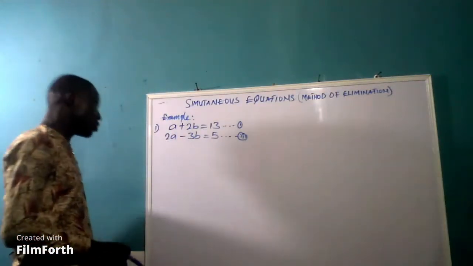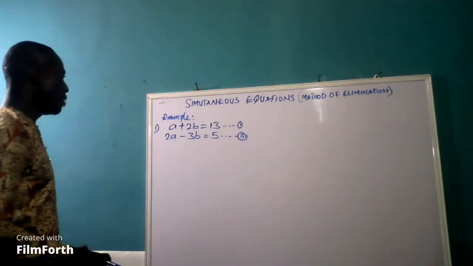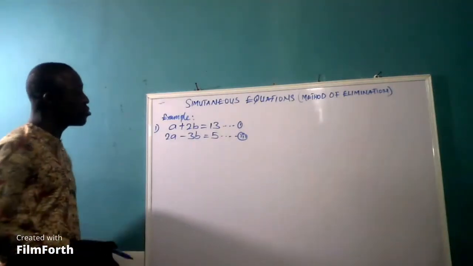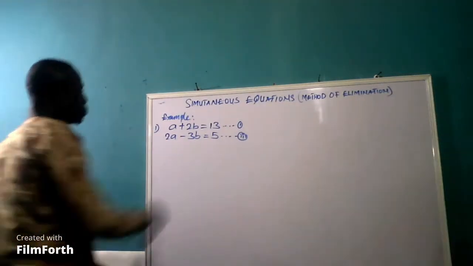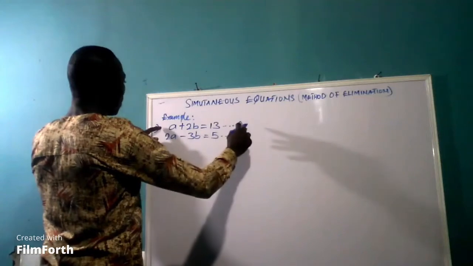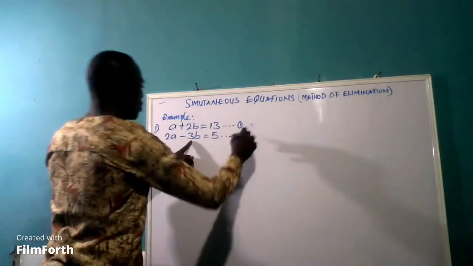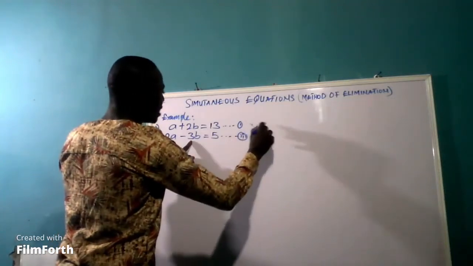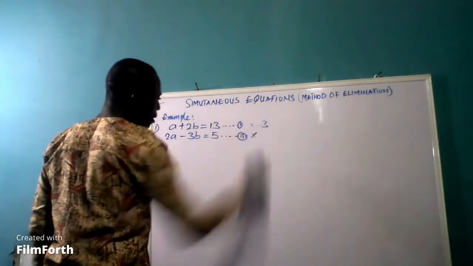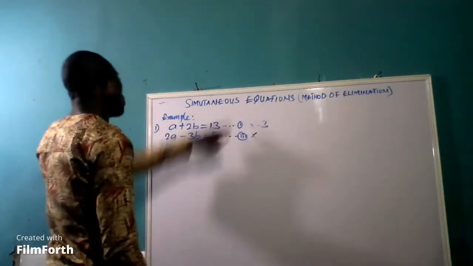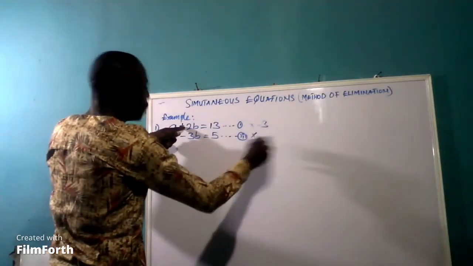The first thing we do is to choose any of the variables in this system of equations and eliminate. Now to do that, if I choose to eliminate variable b, how do we go about this? We just multiply the whole equation 1 by the coefficient of b in equation 2. That is the whole equation 1 multiplied by negative 3. And the same way, you multiply the whole equation 2 by the coefficient of b in equation 1. That is the whole equation 2 multiplied by 2.